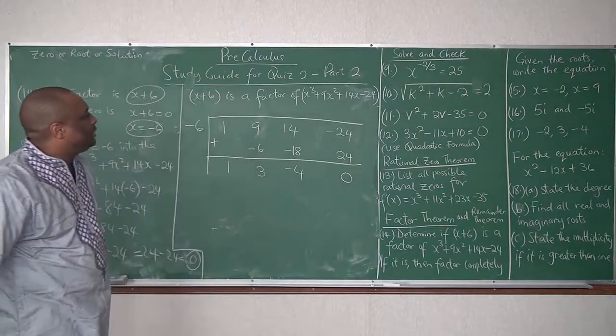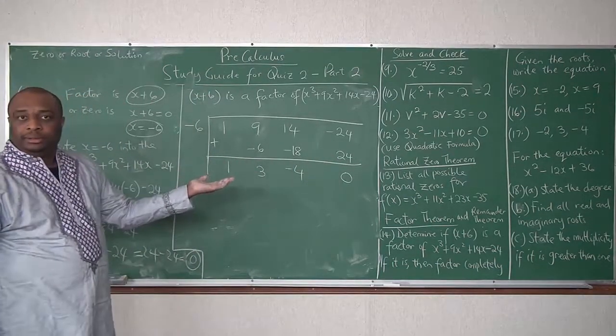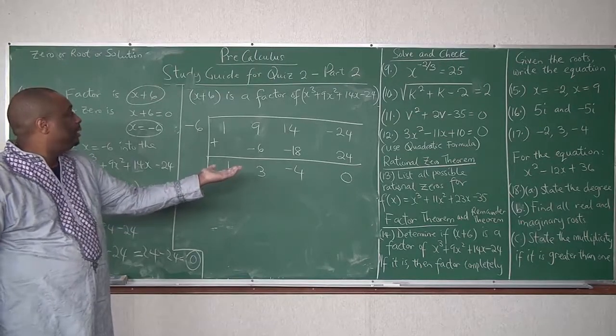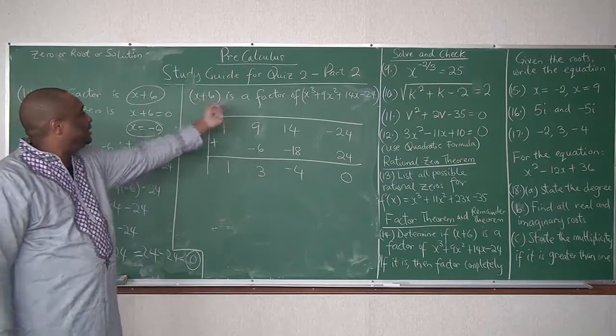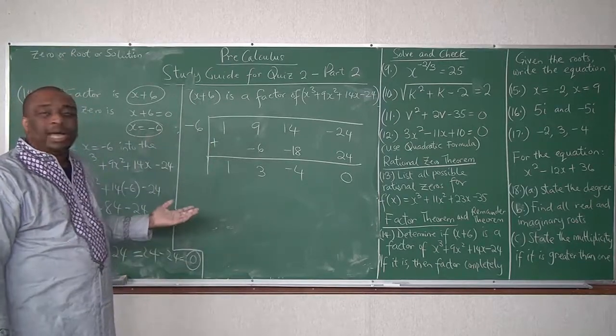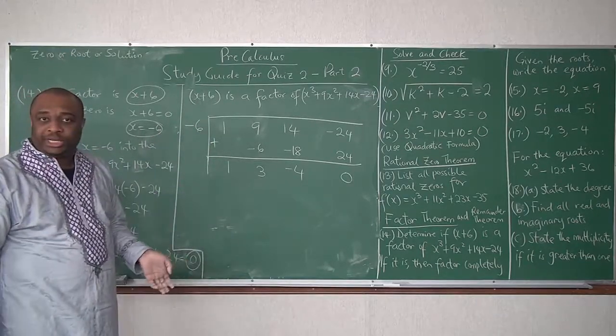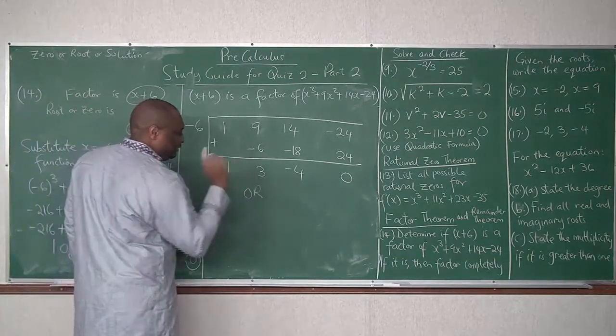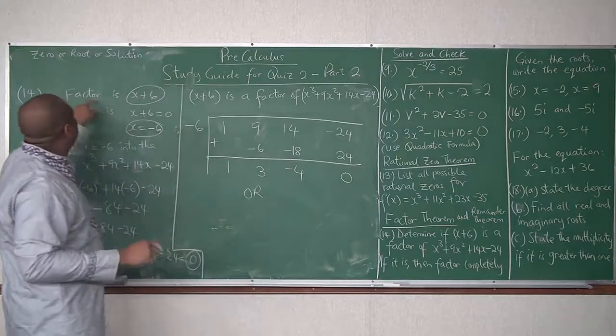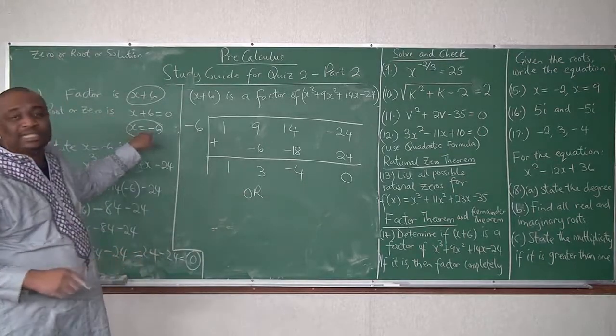So that tells you that this is a factor of this. And then it gives you the quotient. Now, another way you can use synthetic division is this. In this case we use the 0.